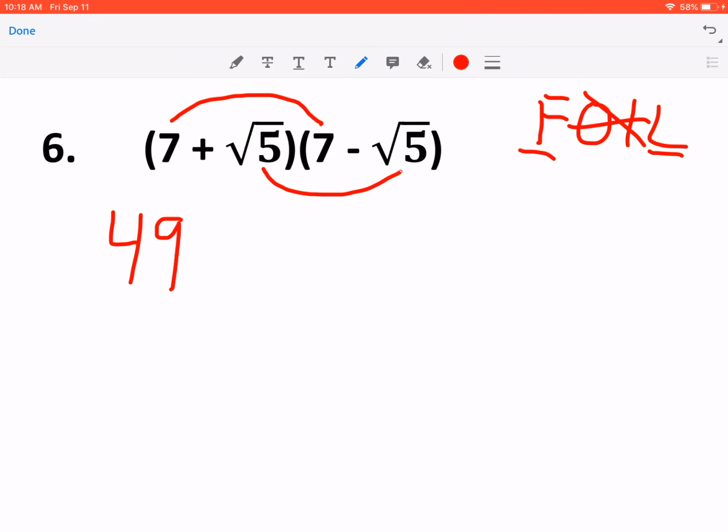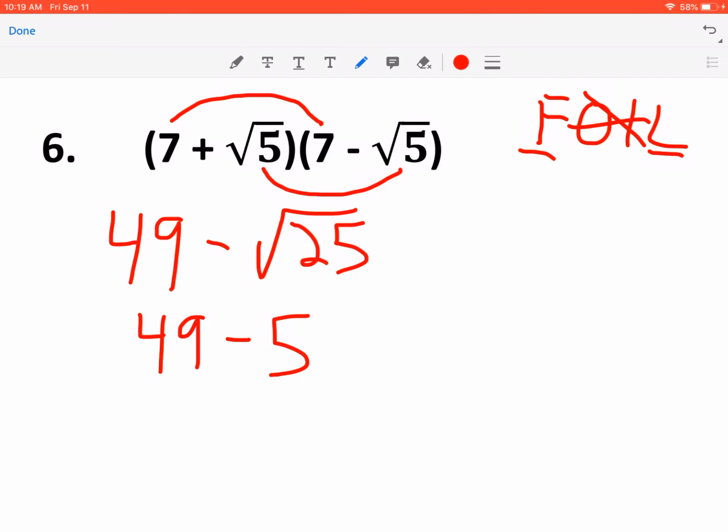Do last times last. Radical 5 minus radical 5, so that's a radical 5 times a negative radical 5. That's negative square root of 25. But remember, if it's same radical times same radical, it's always a perfect square. Square root of 25 is 5. So this is really 49 minus 5. What's a better way to say 49 minus 5? Should be 44. And that's the best you can do on that one.